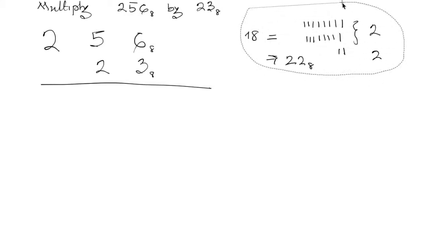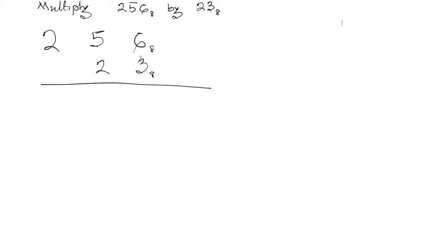Now, let's go forward. So, 3 times 6, 18. Now, 18 in base 8 is 2, 2, as I just explained. So we write our 2 here, we take up our 2 here. 3 times 5 is 15 plus 2 is 17. 17 in base 8 is 2 bunches of 8 and 1. So that's 1 here. We take our 2 here. 3 times 2 is 6 plus 2, that's 8.